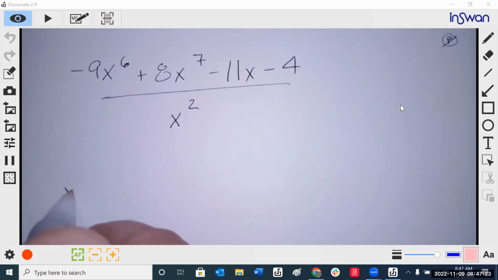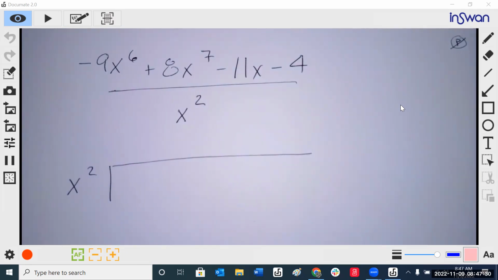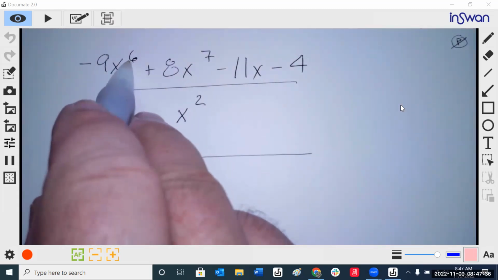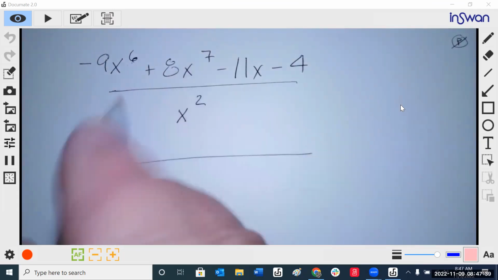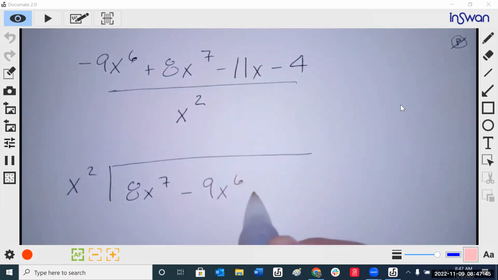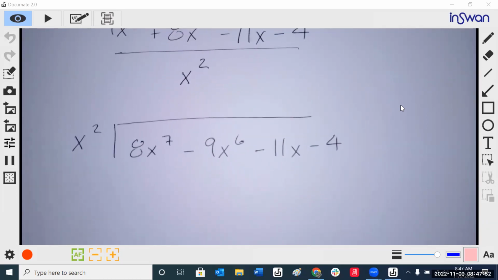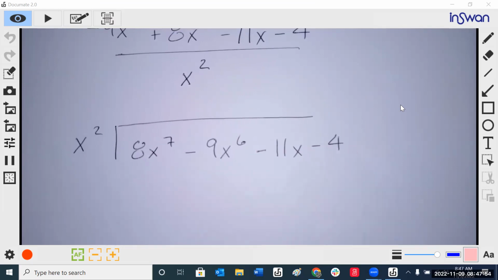So we have x squared. Now, I didn't tell you so, but the first thing you always want to do is make sure your exponents are decreasing in size. So is 6 the biggest exponent? No, 7. So it should be 8x to the 7 minus 9x to the 6 minus 11x minus 4. So arrange your exponents from bigger to smallest.